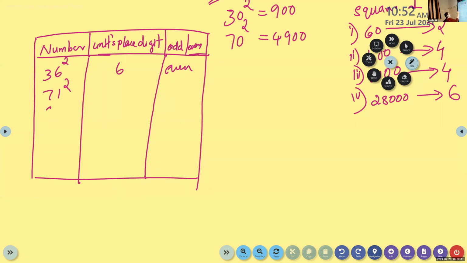171 square, 82 square, 43 square, 64 square, 55 square. You have to say whether the square number is odd or even. By knowing the unit place digit, you can say it is odd or even. Isn't it? Yes. Okay, you do.